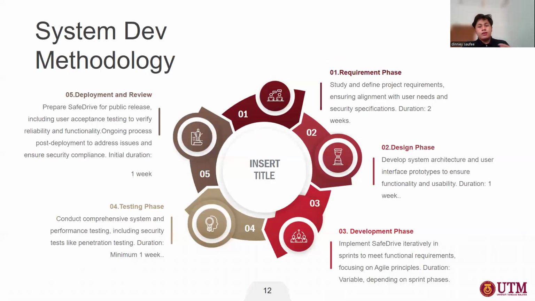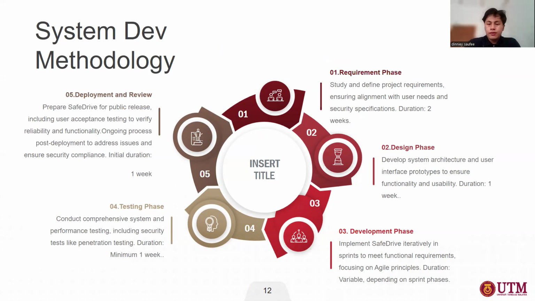For the system development, for me, I'm going to use Agile for this project because Agile is the best one in this case, because it has phases that can help me to actually improve or create the software itself. First is the requirement phase. In the requirement phase, we have to study and define the project requirements, ensuring alignment with user needs and security specifications.